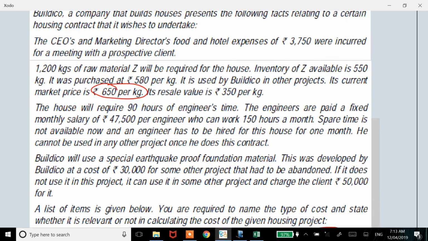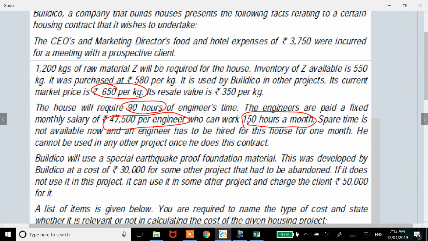Okay, I need some engineer, I have to pay him a monthly salary of 47,500. But I need only 90 hours of engineer's time. Spare time is not available now and I have to recruit an engineer for this purpose. He cannot be used in any other project once we do this project. If you do the project, you need one engineer, you have to pay him 47,500.